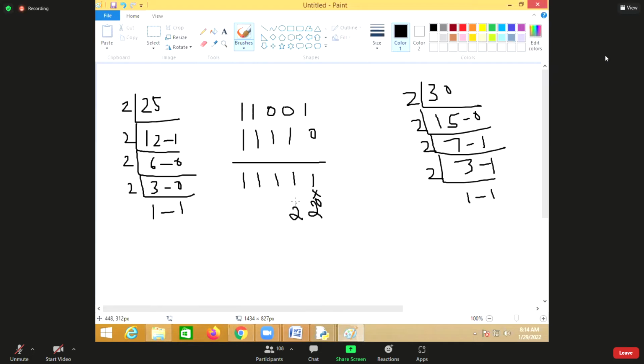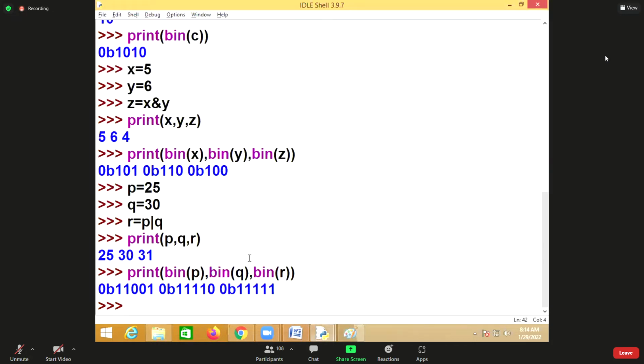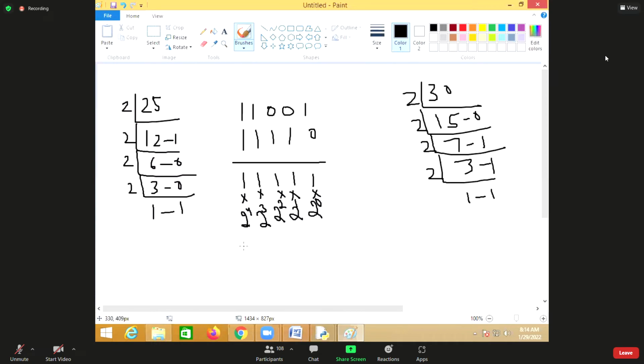2 to the power of 0 into 1 plus 2 to the power of 1 into 1 plus 2 to the power of 2 into 1 plus 2 to the power of 3 into 1 plus 2 to the power of 4 into what? 1. Now what are these values? 2 to the power of 4 means how much? 16 or 32? 16. 16 plus 8 plus 4 plus 2 plus 1.